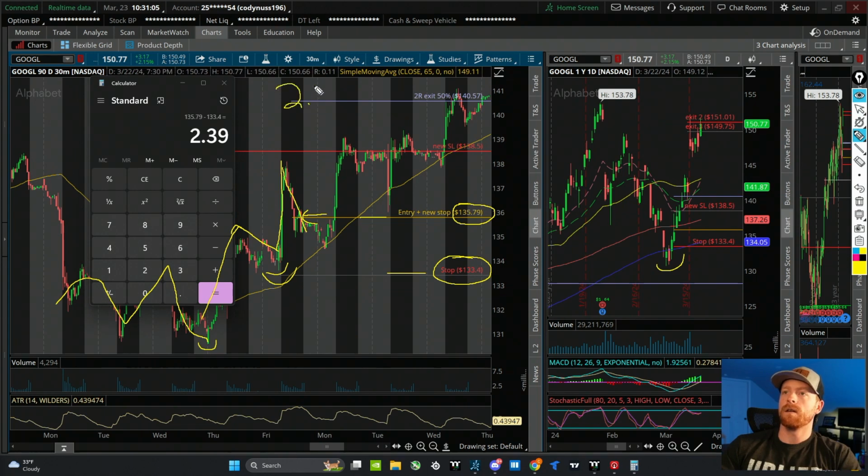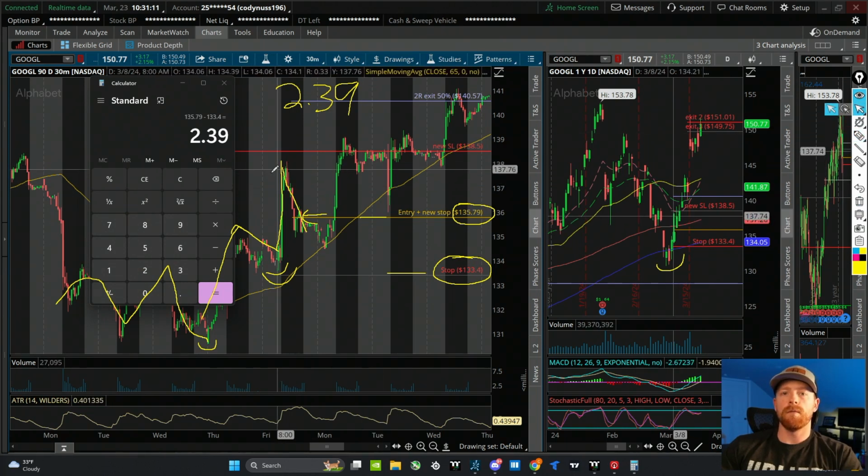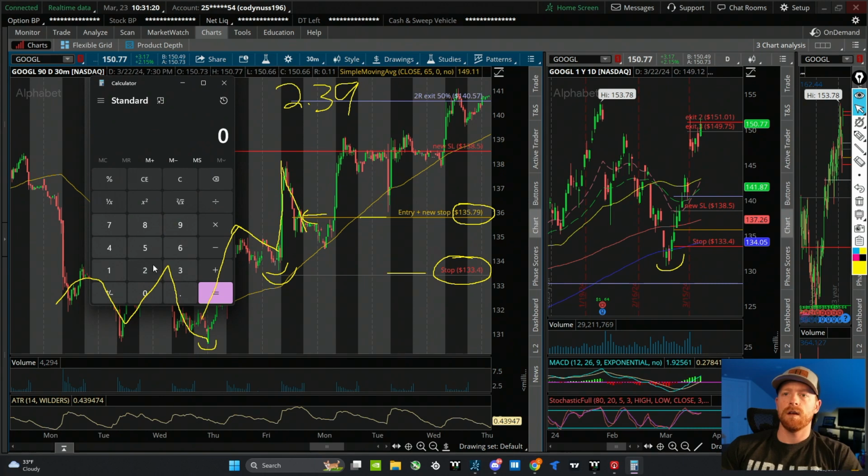$2.39 per share. So then you've got to ask yourself, how much capital am I willing to risk on this trade as a whole? So for me, I only risk $250 on this trade. So I take 250 and divide that by 2.39. And that gives me 104 shares, which I just kept as a whole round number. So I entered this trade with 100 shares.